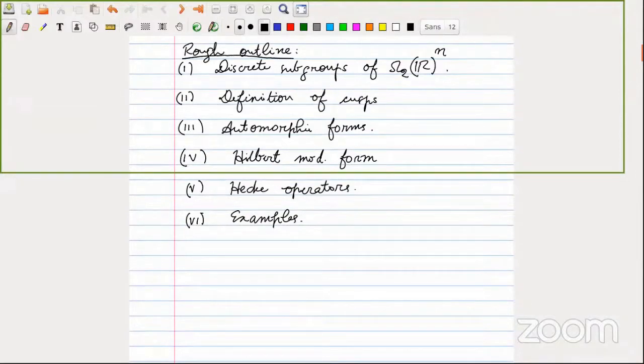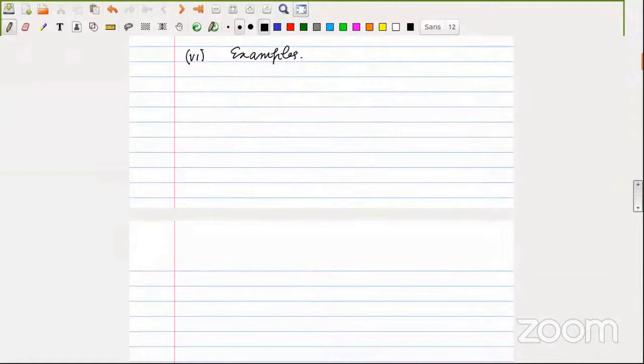Let's try to do all these things. It's not possible to give a course on this in such a short time, but whatever is possible, and whatever I'm comfortable with, maybe I can just present. So the first one is: let's start with discrete subgroups of SL2R.